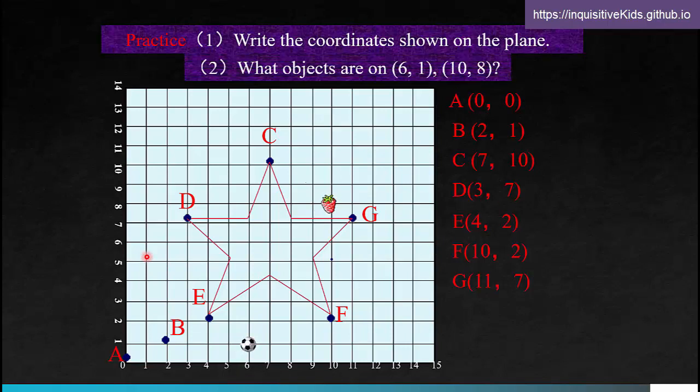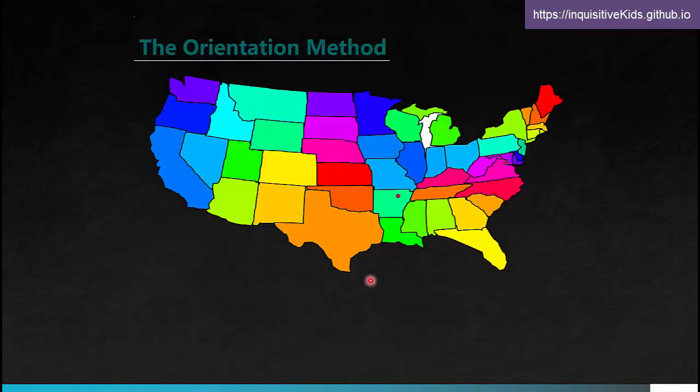So what objects are on 6, 1 and 10, 8? First, we can do this together. Let's trace our fingers to 6 and then move up 1. So we have a soccer ball there. And 10, 8. We trace our finger first to 10, move up to 8, and we have a strawberry. So we have a soccer ball and a strawberry.